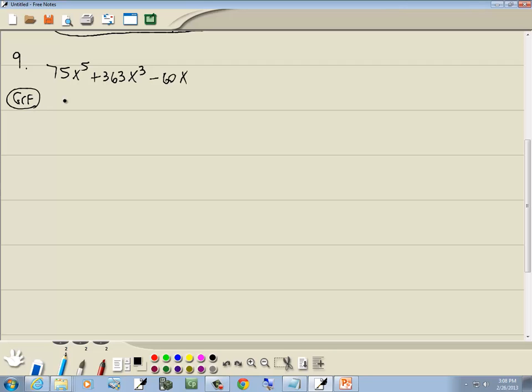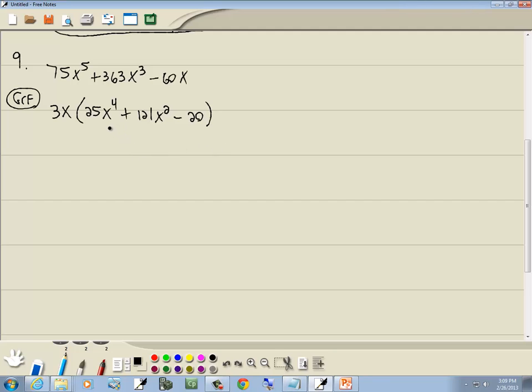Well, first thing is definitely GCF. What's the largest number that divides into all of those? They're all divisible by 3. So I'm going to factor out a 3 and an x. 75 divided by 3 gives us 25x to the fourth plus 121x squared minus 20.